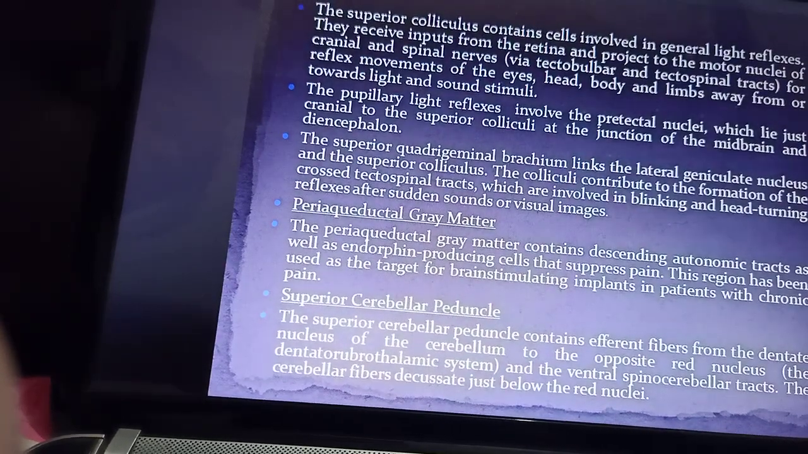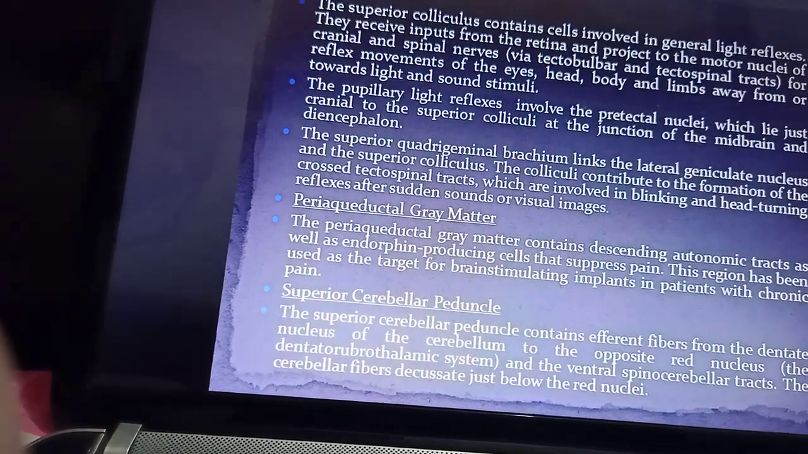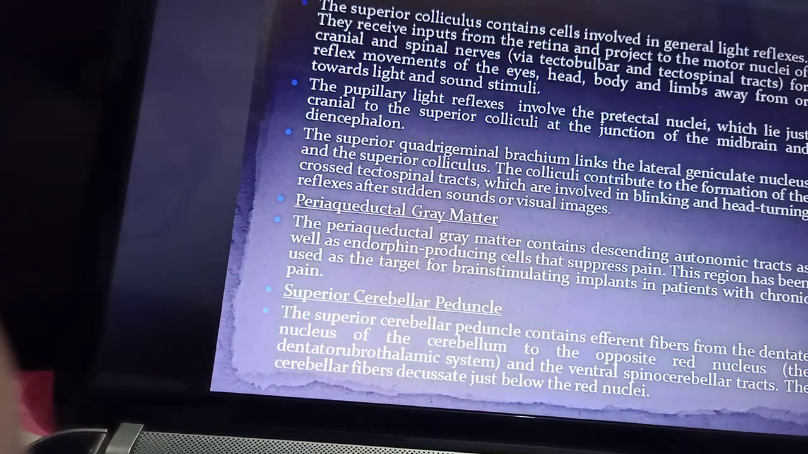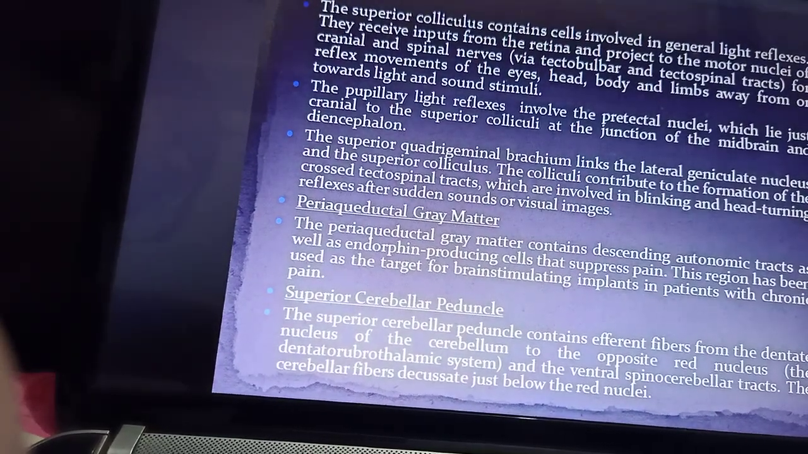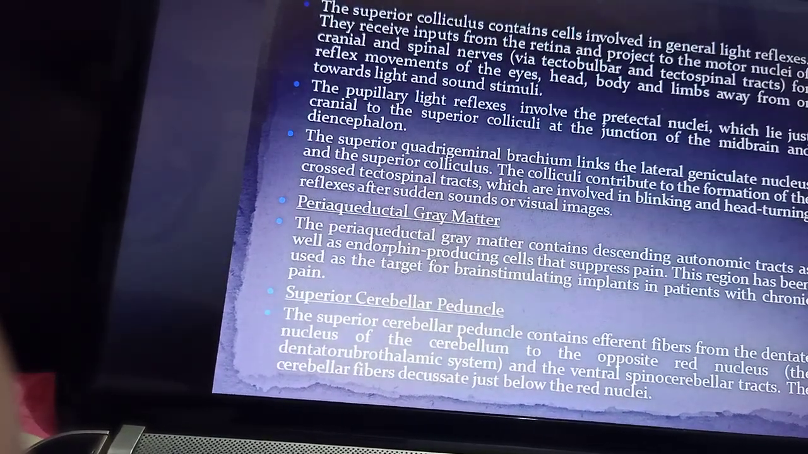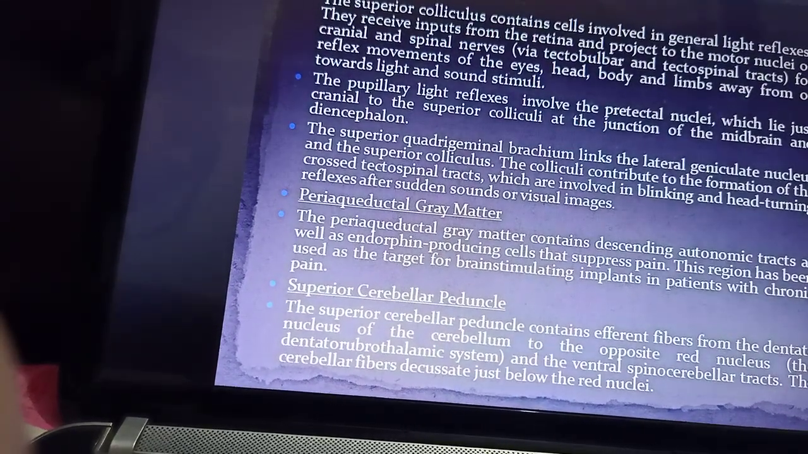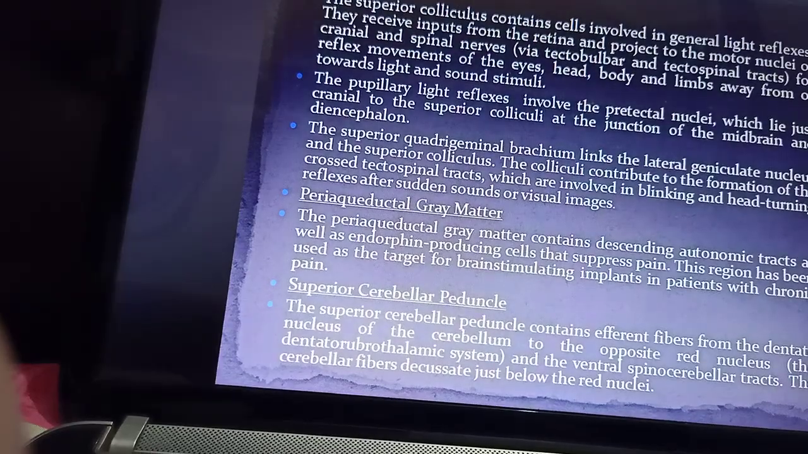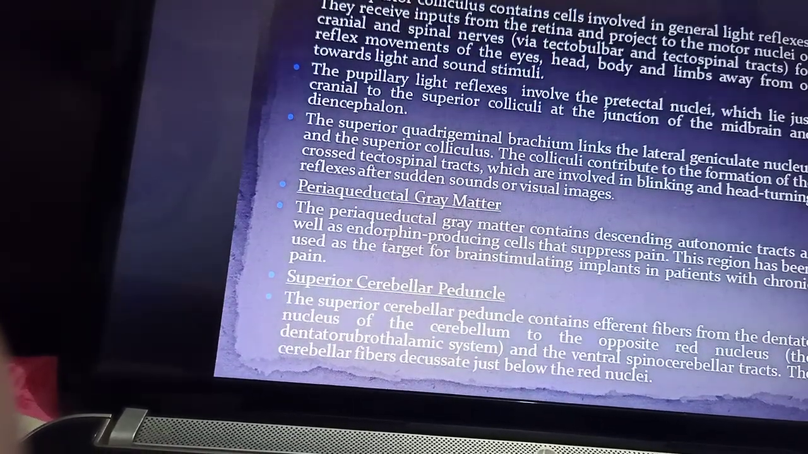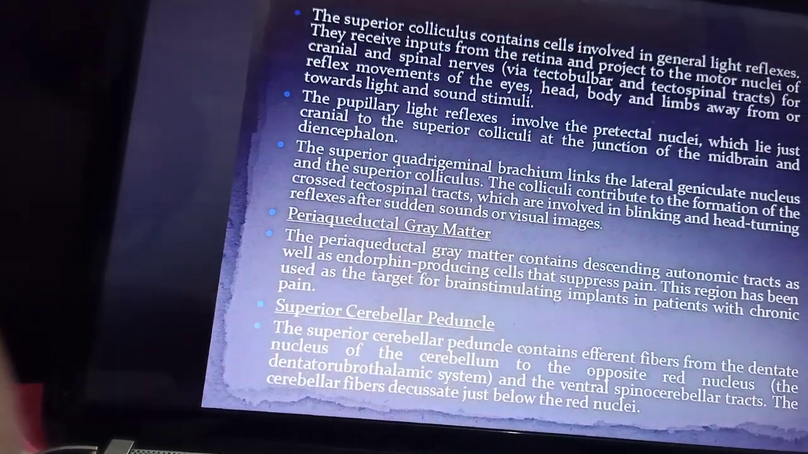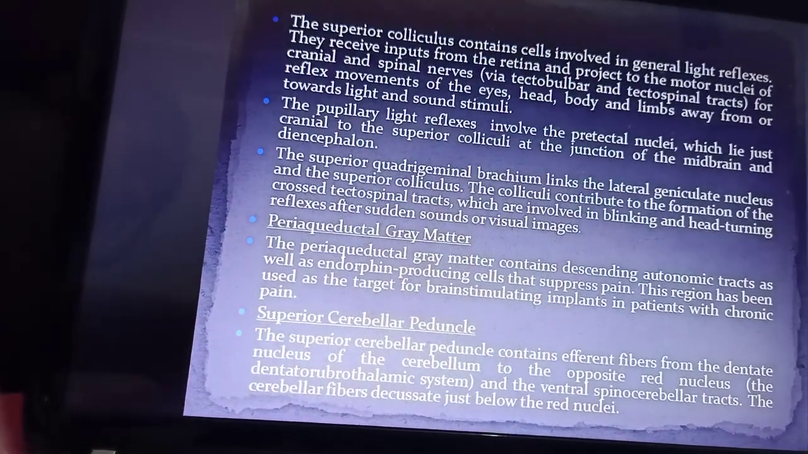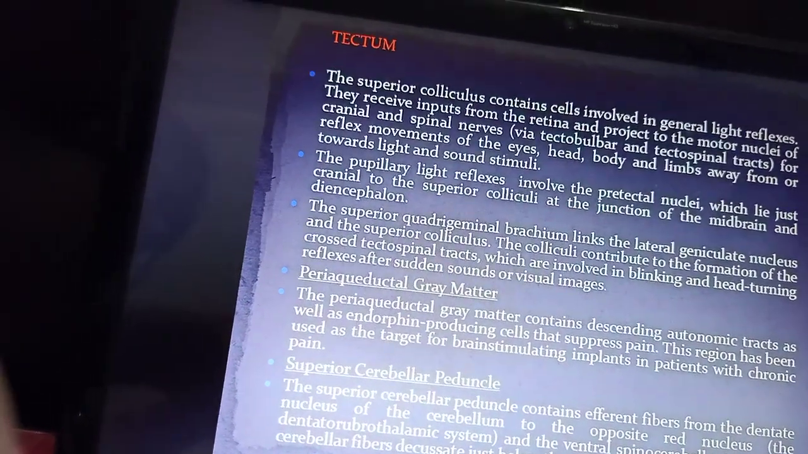Superior cerebellar peduncle. The superior cerebellar peduncle contains efferent fibers from the dentate nucleus of the cerebellum to the opposite red nucleus, that is the dento-rubro-thalamic system, and the ventral spinocerebellar tract. The cerebellar fibers decussate just below the red nucleus.